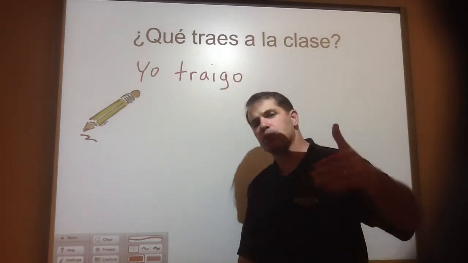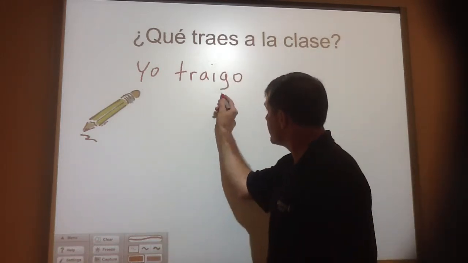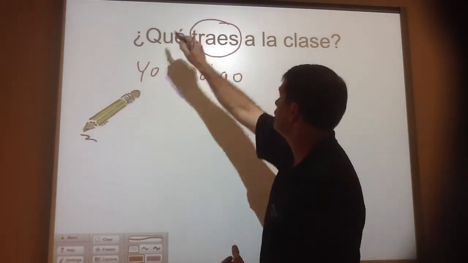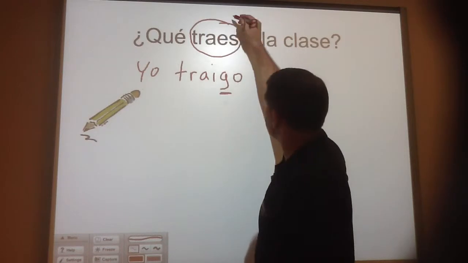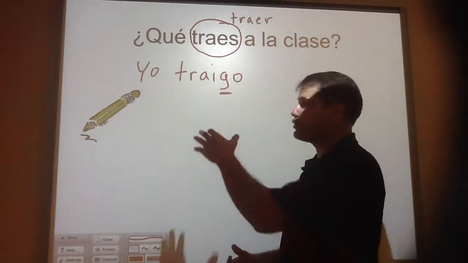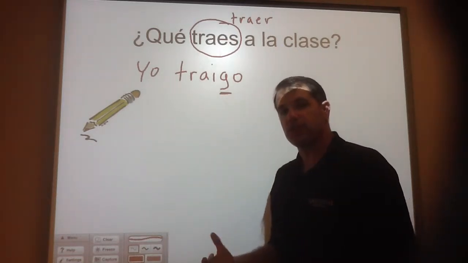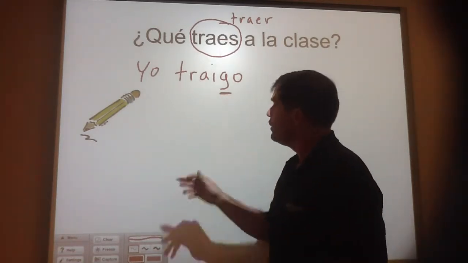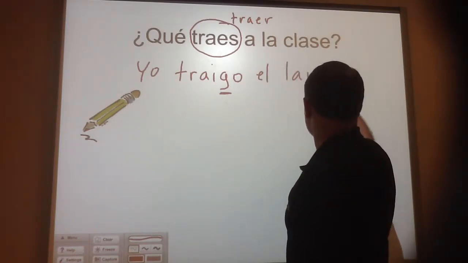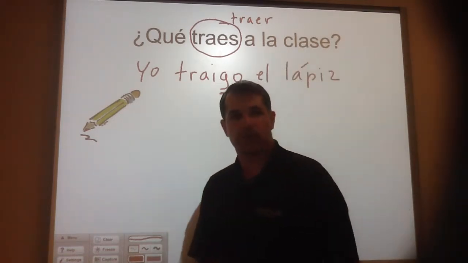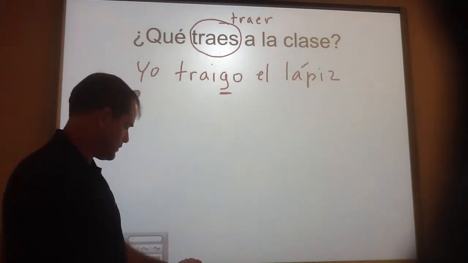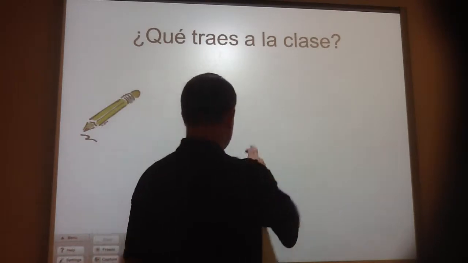traigo. We have a number of verbs that are irregular in the yo form because they put in a G, which is nowhere in the infinitive. Traer is the infinitive. There's no G or anything in there, so in the yo form it goes to traigo, puts a G in there, it's totally irregular. So, yo traigo el lápiz. Is how you would answer that question. ¿Qué traes a la clase? Yo traigo el lápiz. Okay?